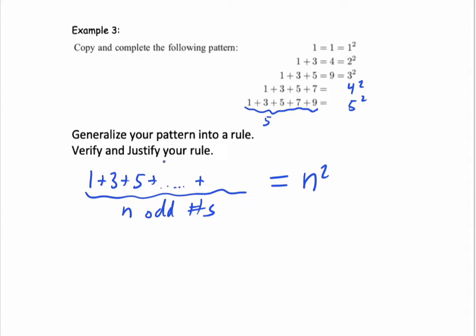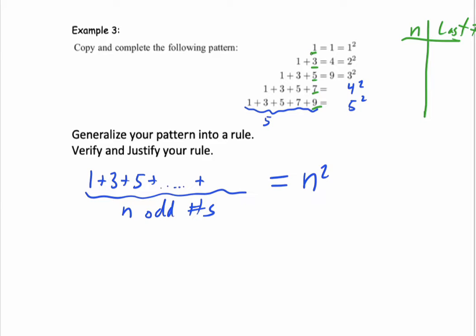In order to justify the rule algebraically, you need to actually figure out a rule for the last term, right? The last terms in these sums are 1, 3, 5, 7, 9. Okay? So if you've got 5 consecutive odd numbers, the last term is 9. So you can make a mini rule for that.